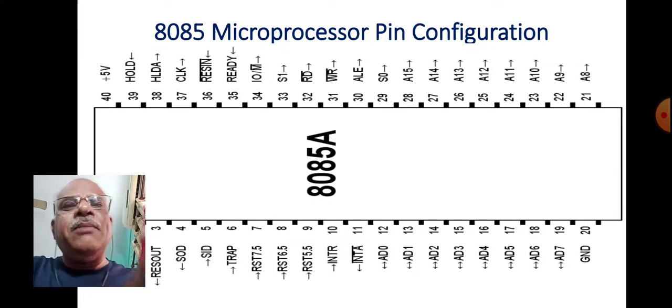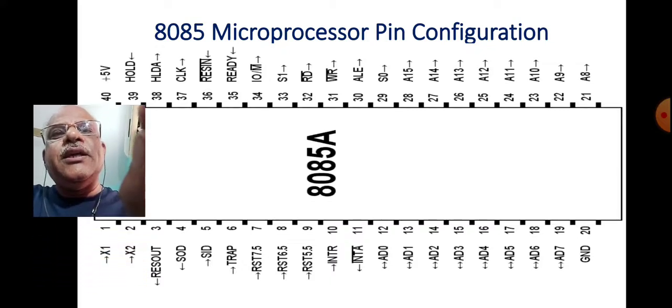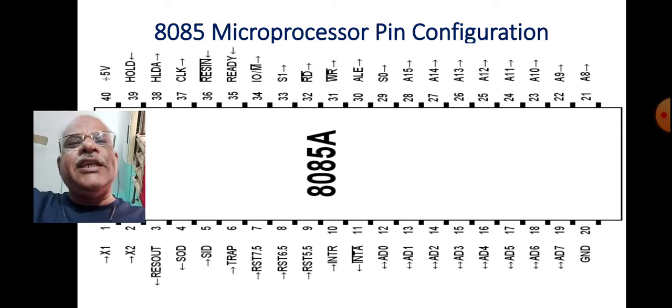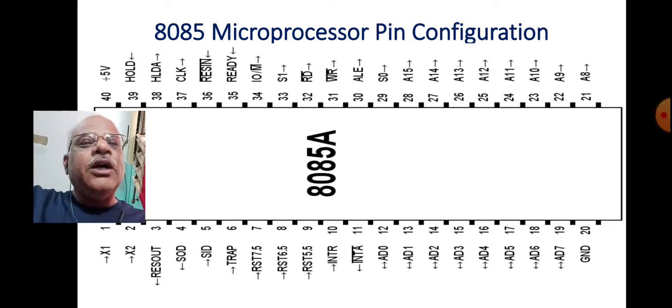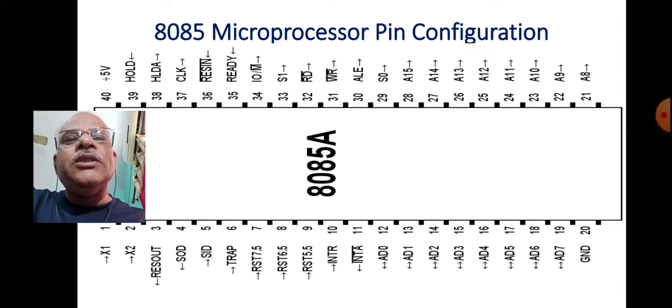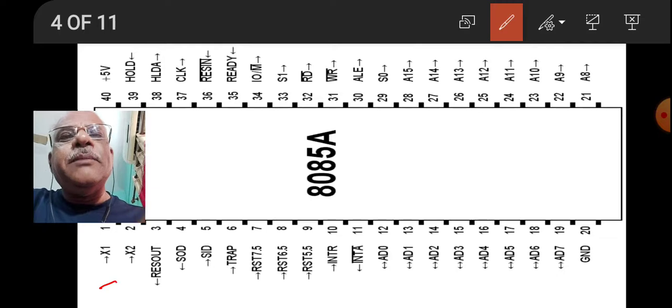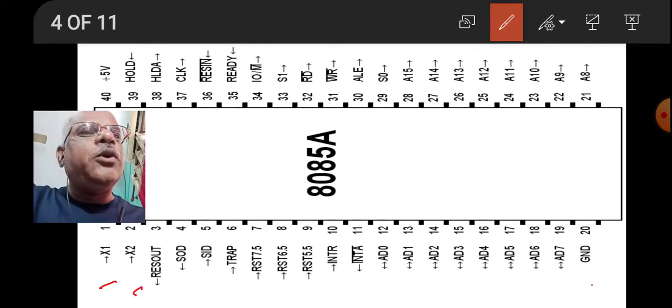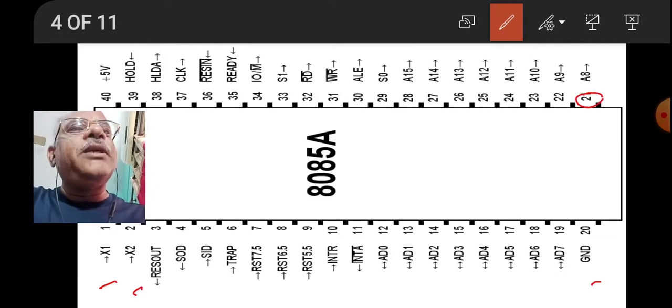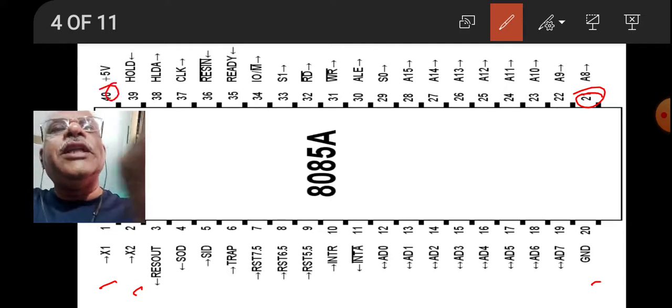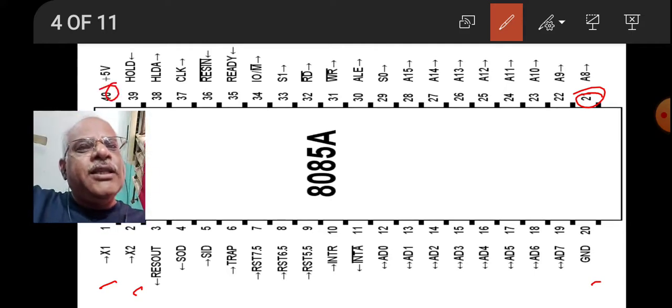Remember, I will shift my appearance here, so it will be easy for you to look at the different pin numbers. As I have told you, this is pin number 1, pin number 2, 3, 4, and up to 20. This is the 21st pin that we have seen, and this is the 40th pin. In this way there are different pins available to interact with the outer world.